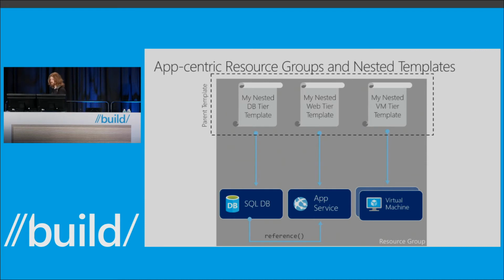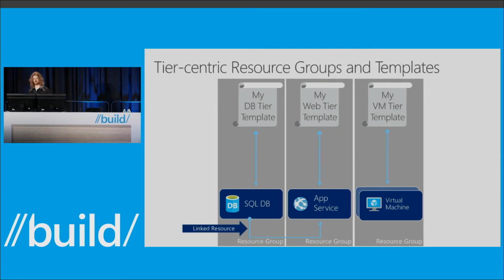And then finally, the last way that we see this kind of shaping out is tier-centric resource groups and templates, okay? Where you have a resource group for each app tier, right? So here we have a database tier template and resource group. We have a web tier template and resource group, and we have a VM tier template and resource group. And this is where we use the linked resource to define the relationship that exists between the SQL database and, like, the app service that hosts the website, okay?